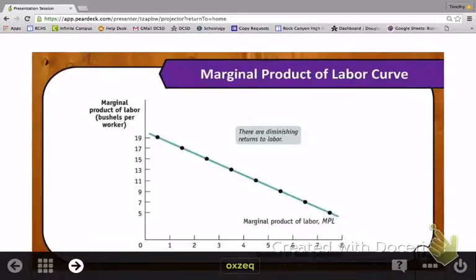And so, again, if we're looking at the farm, where we're looking at the number of bushels of wheat that are added per worker, you can see the marginal product of labor declines. So it is a downward sloping curve. The marginal product of labor curve is a downward sloping curve because there are diminishing returns to labor when you're adding them to a fixed input. In this case, it would be a fixed amount of land.